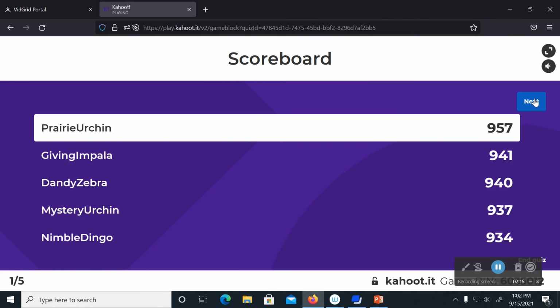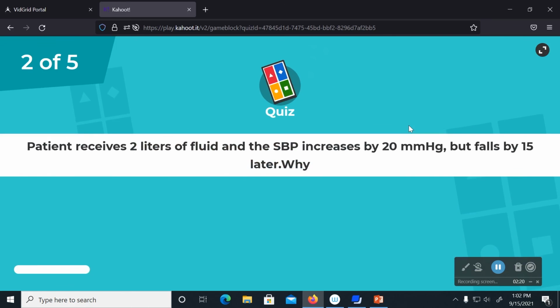All right, the prairie urchin. Never seen a prairie urchin. I imagine it would be a little dry.